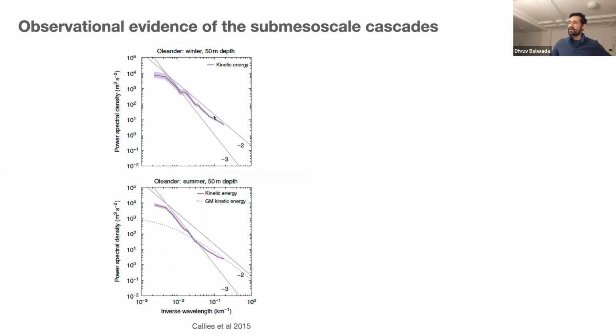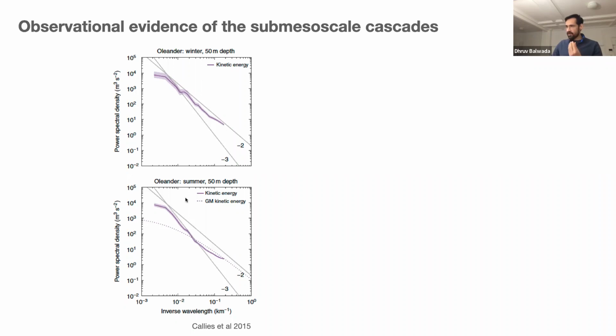What's shown over here is the power spectrum, that is, the distribution of kinetic energy across scales. The power spectrum is on the y-axis, the length scale is on the x-axis. Small scales are to the right and large scales are to the left. And these are plots for two different seasons. The top is winter and the bottom is summer.